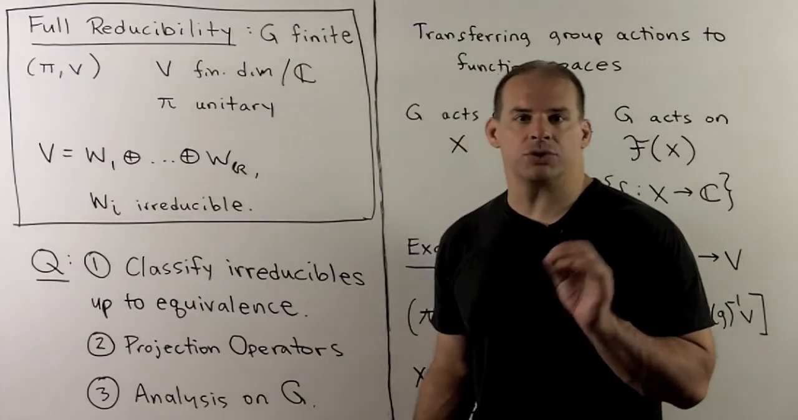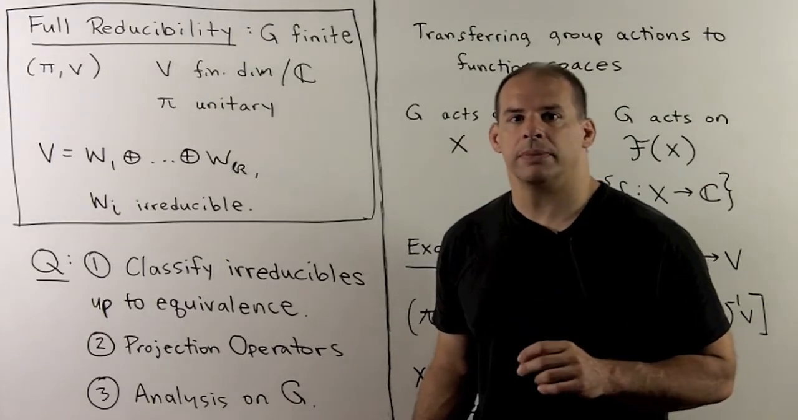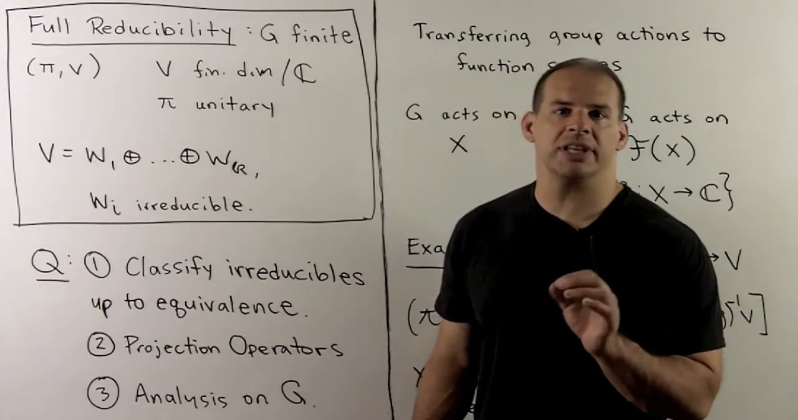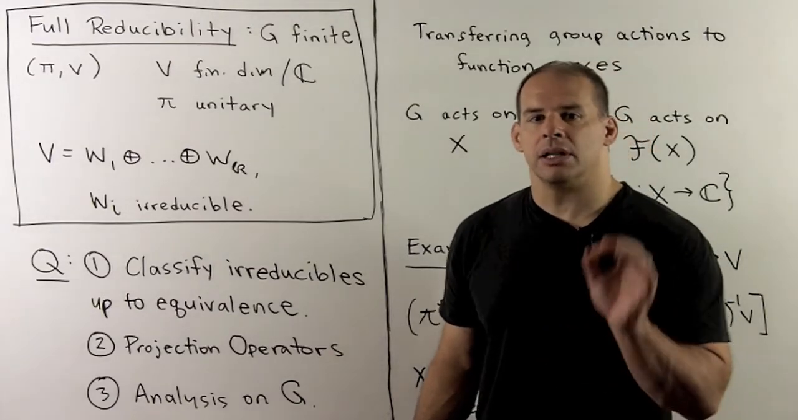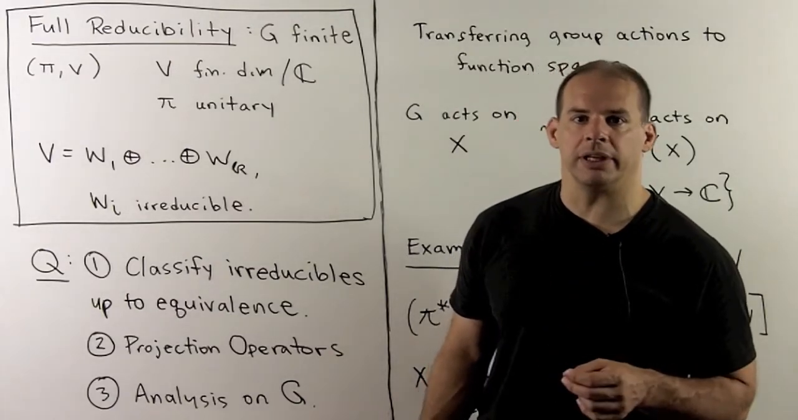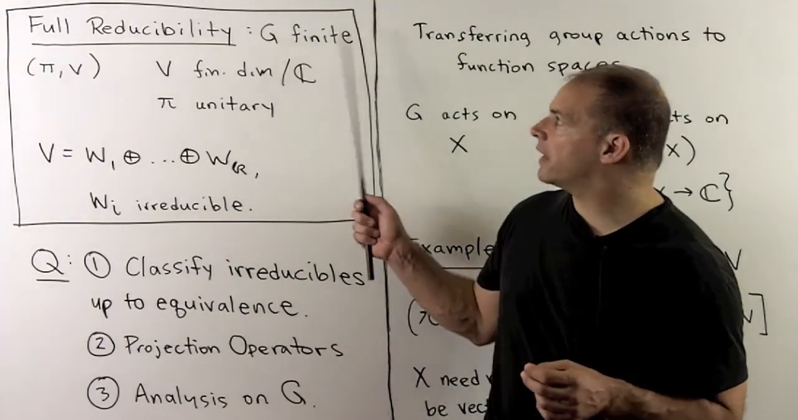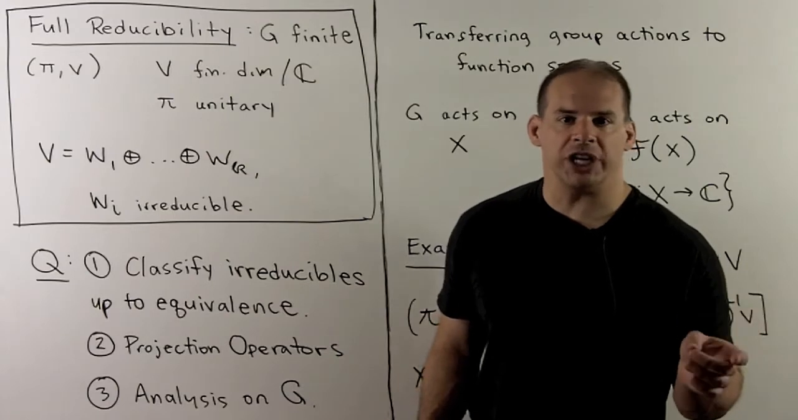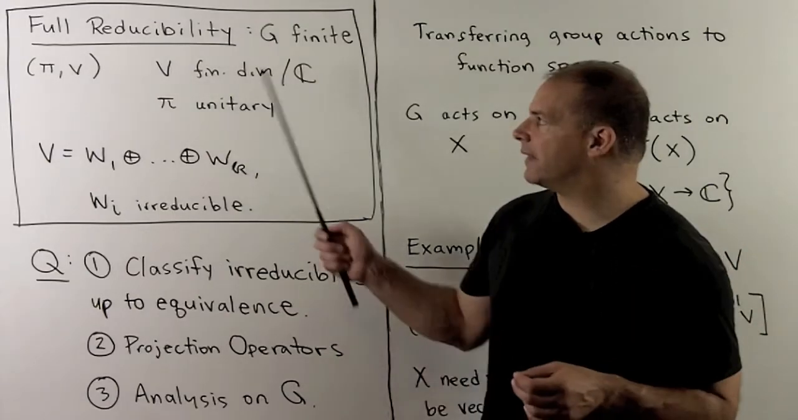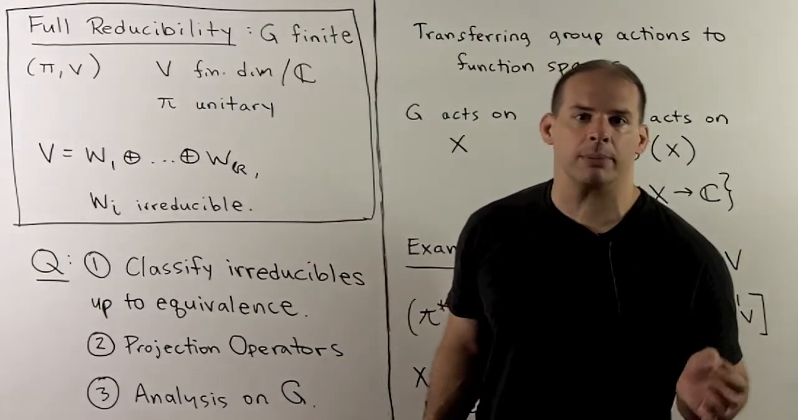Now that we've developed some basic tools for studying representations, we shift focus to representations on function spaces. To motivate, let's consider our problem of full reducibility. So recall we had G a finite group, π_V is a unitary representation of G. So here we have V a finite dimensional vector space over the complex numbers.